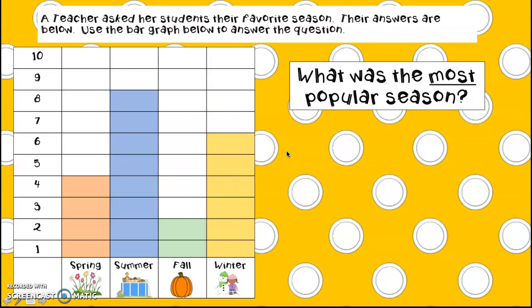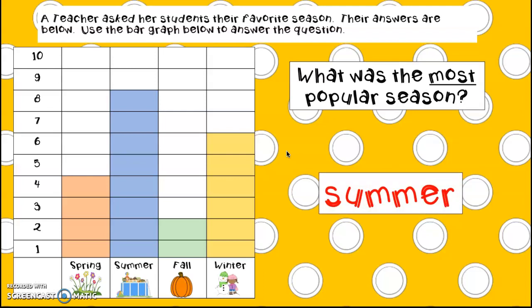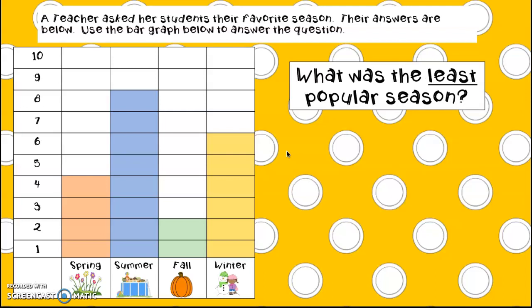Next question. What season was the most popular? What was the most popular season? Which one had the most votes? Yes, summer had the most votes. What was the least popular? So the least means the lowest or the fewest. Yep, fall is the least popular season.